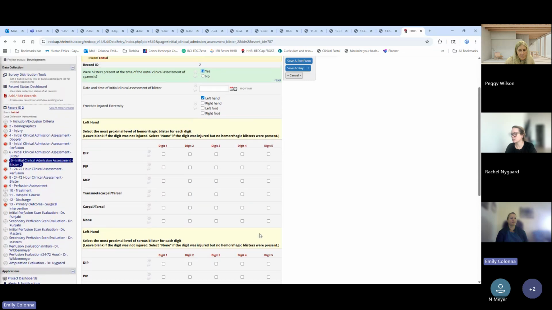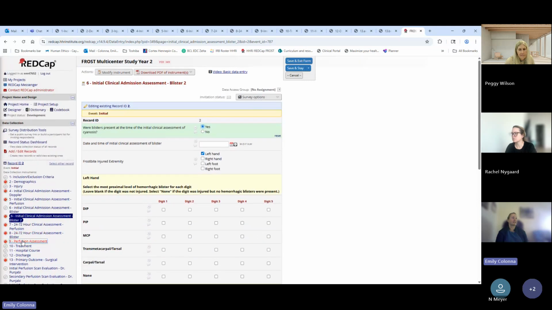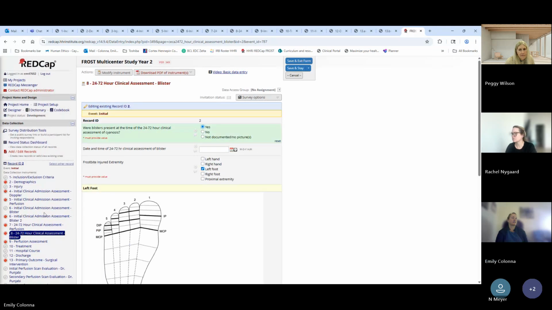And then you'll do the exact same thing in 8. And we didn't update that one yet to the grid. It's on its way. But that would be just selecting, looking at the blisters within 24 to 72 hours.